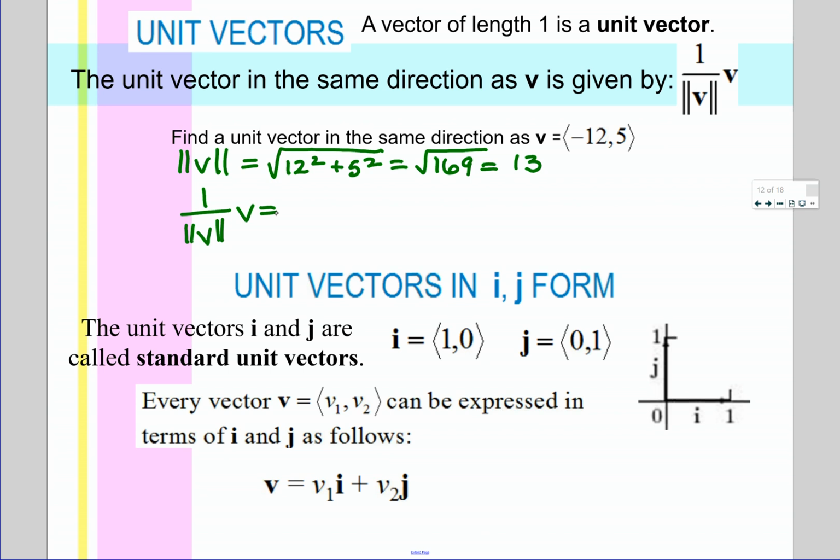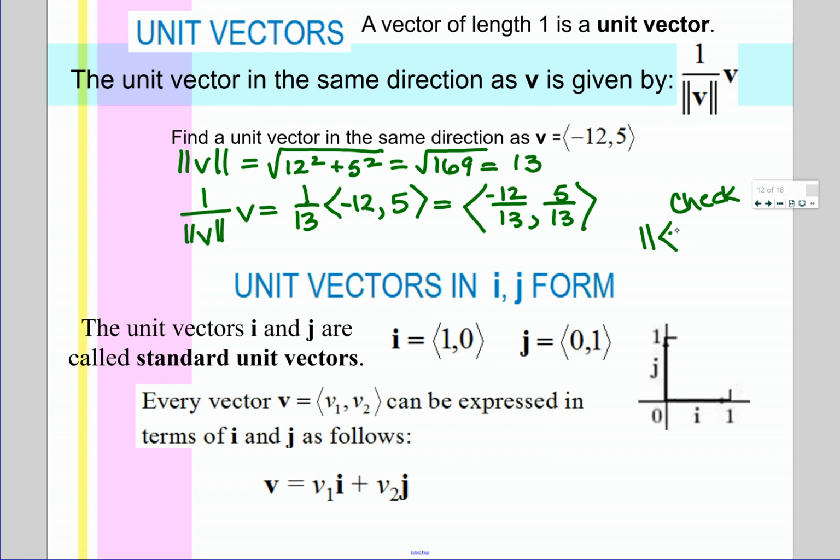All right. So this is the formula. We do 1 over the magnitude, 1 over the length, and then we just multiply it through the vector. So we do 1/13 times the vector negative 12, 5. And then we did ones like this yesterday. You just distribute it in. So final answer here is negative 12/13 and 5/13.